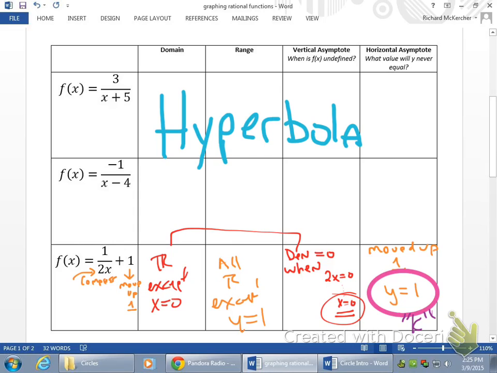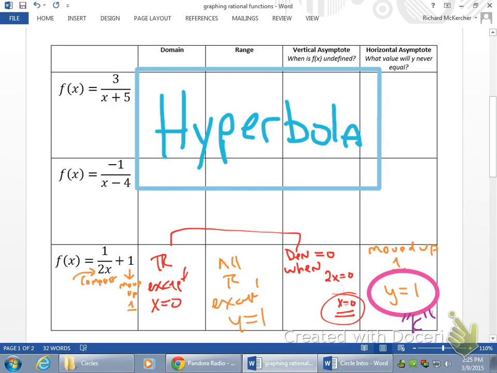These are all called hyperbolas. That's a special name. We haven't really looked at it, but that is another name for all these rational functions.